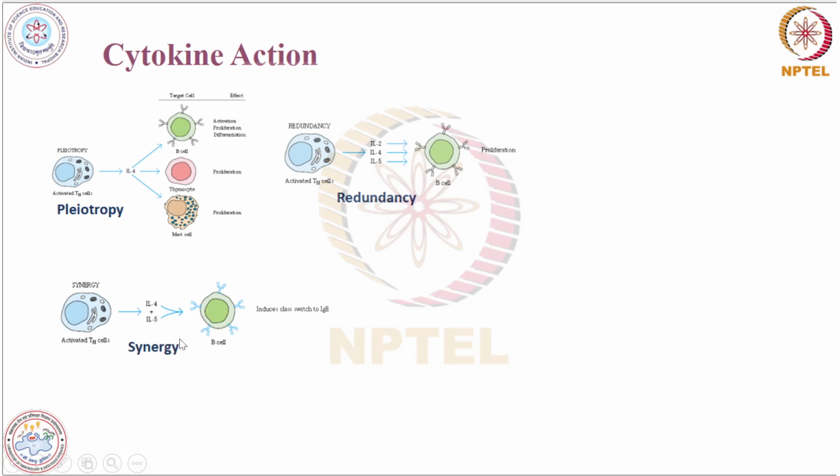In synergy, it is a synergistic effect, the teamwork type of thing, working together. If two types of cytokines, two interleukins, work together, they will push the B cells to switch the class to IgG, that is antibody class switching. So these are the three types of cytokine action. Is this clear now?